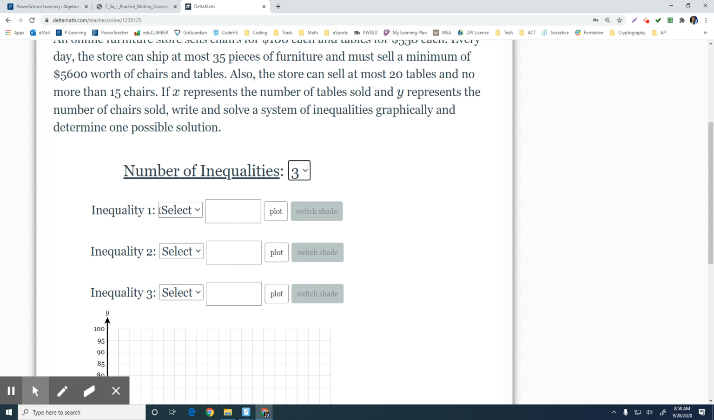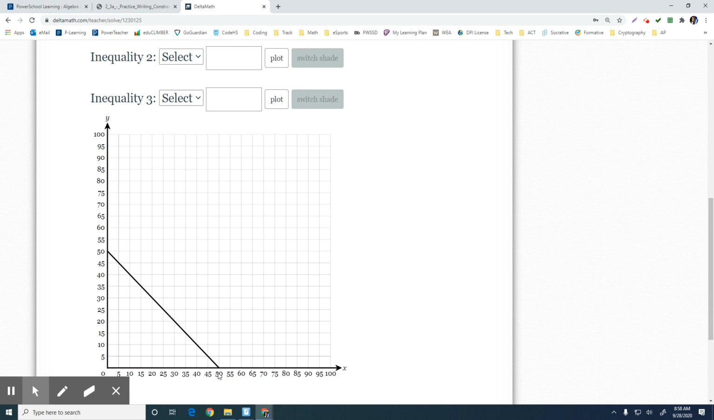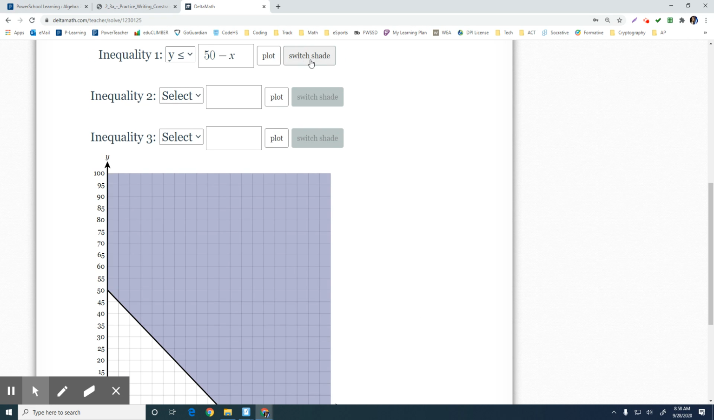Now, when you have your inequality, you first have to select which variable and then which inequality symbol. So if it's y is less than or equal to, you choose this one. You write your expression here, 50 minus x, whatever it is. And then all you have to do is hit plot, and it draws the line on there for you, just like we had with the system of inequalities. And then after you plot it, you have to determine the shading. You click this switch shade button, because you have to determine, do I shade above or below that line? So this is a less than, so I'm going to shade below it.